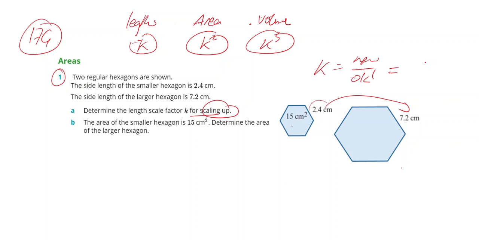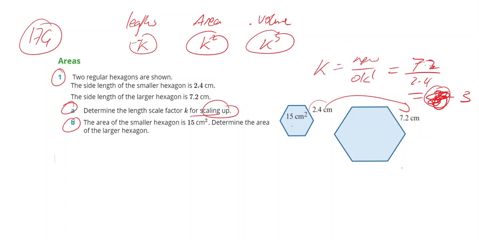Okay, so the new measurement is 7.2. The old measurement is 2.4. If you work it out on the calculator, it's 3. Okay, so we get a scale factor of 3. So that's A done.